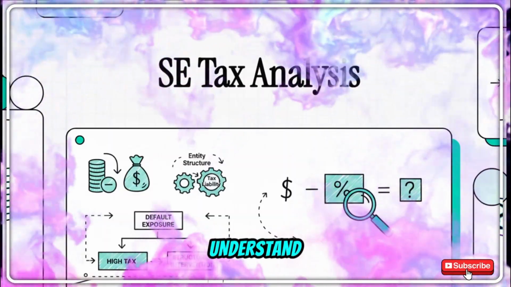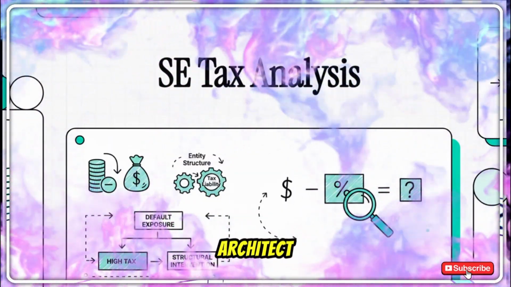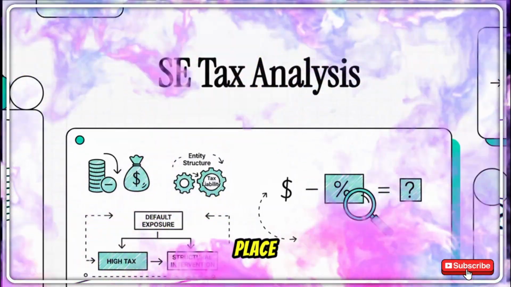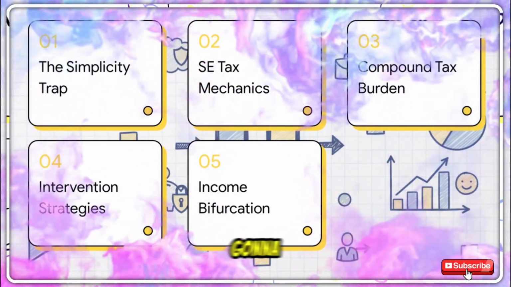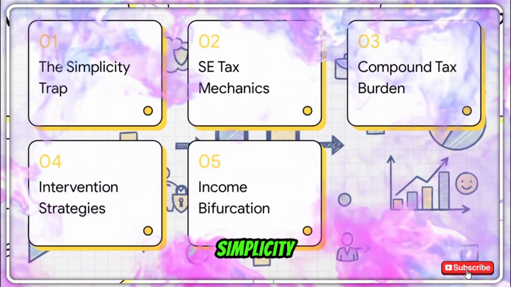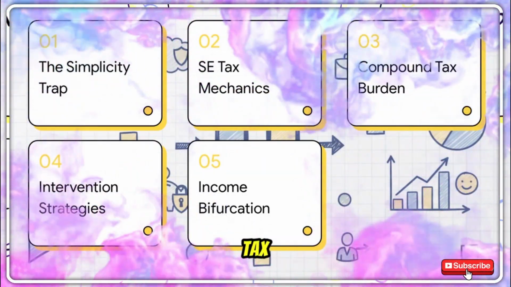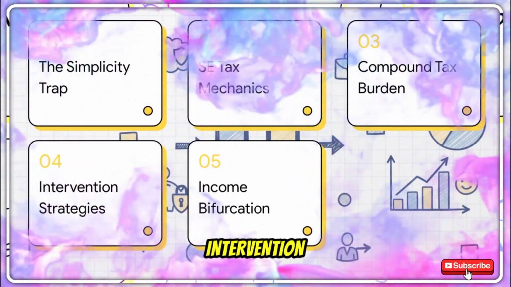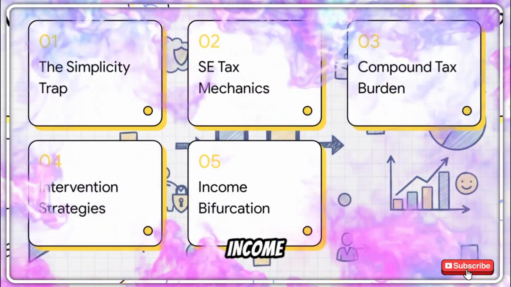If you're looking to understand the exact mathematical pathology of your tax burden and how to architect a real viable solution, well, you're absolutely in the right place. Here's our logical framework for today's analysis. We're going to systematically break down the simplicity trap, deconstruct the mechanics of the self-employment tax, map out the compound tax burden, look at structural intervention strategies, and finally, analyze the bifurcation of business income.